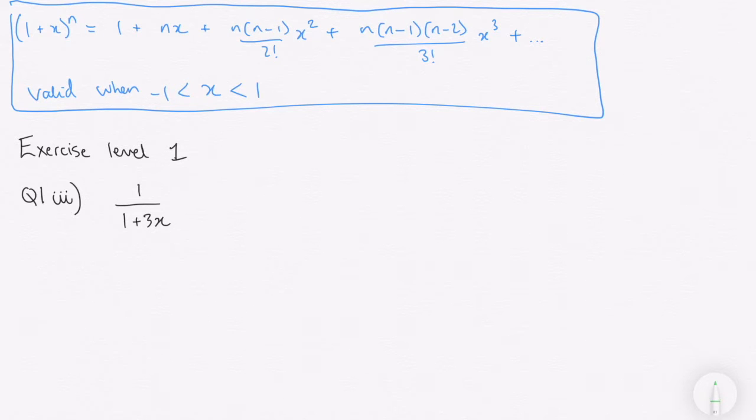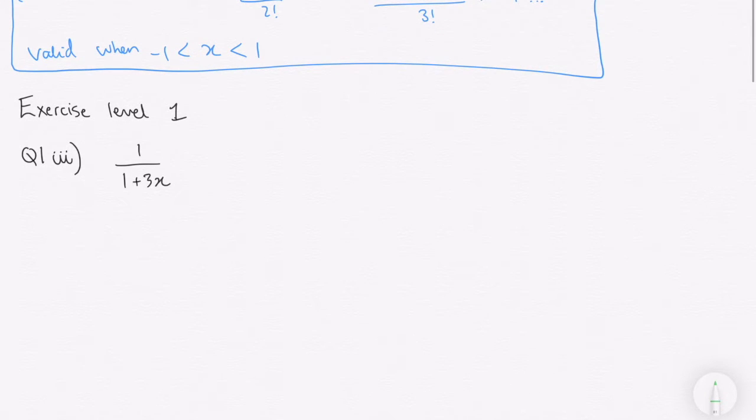So in question 1, we are asked to find the first four terms of the binomial expansion of 1 over 1 plus 3x and state the values for x for which this is valid. So we know that this is equal to 1 plus 3x to the power of negative 1, and now that is in a form we can use our binomial theorem. So we have n equals negative 1, and in the place of x we have 3x.